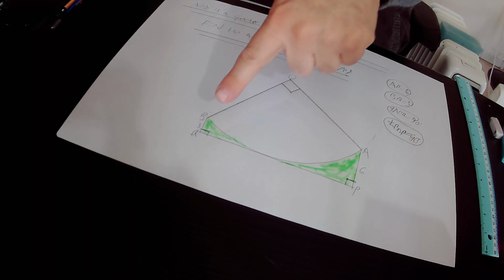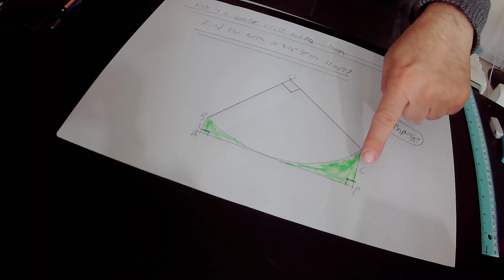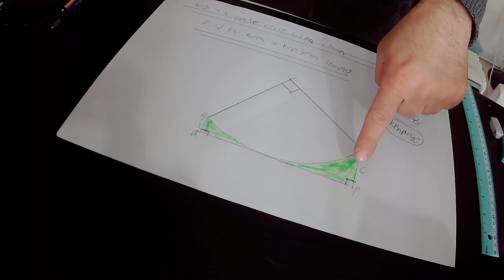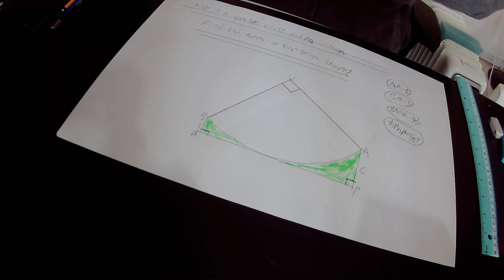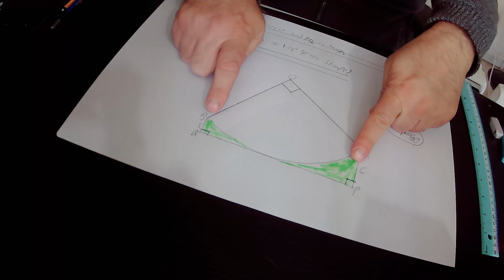This is angle BQP, that is a right angle, and this is also angle APQ, that is also equal to 90 degrees in its size, and our mission is to find out the area of this green shape.